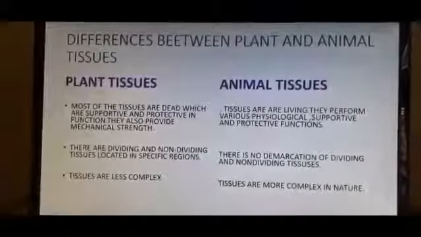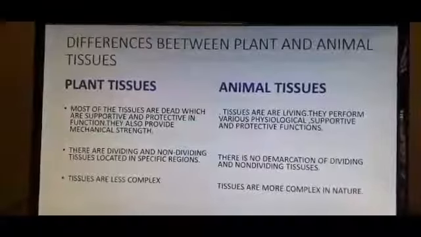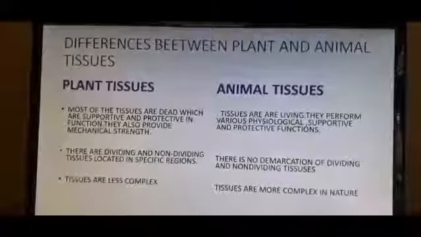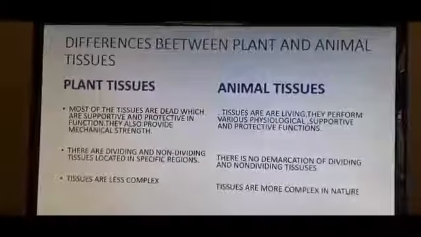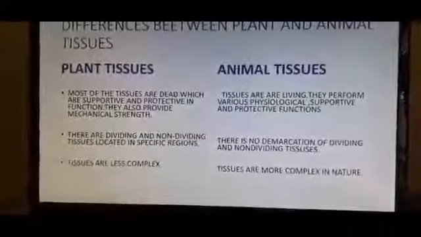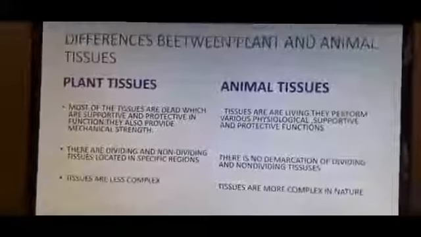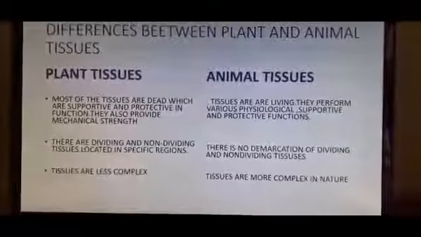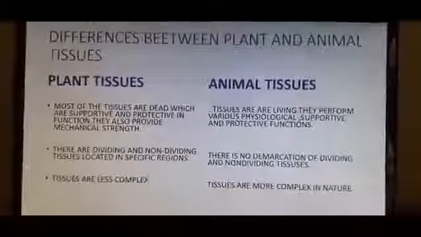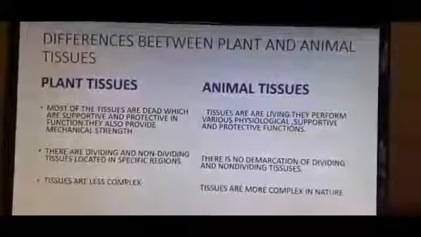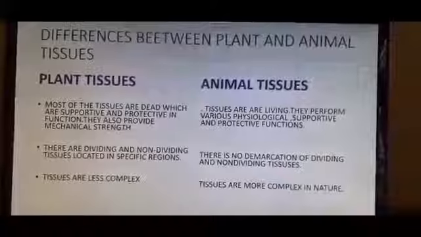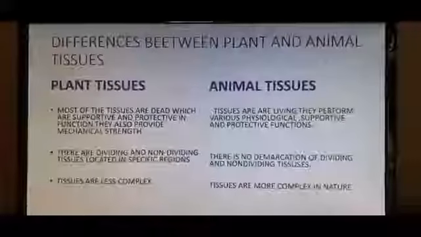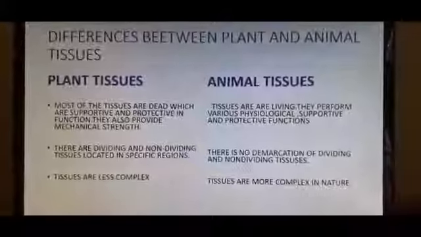Then coming to plants, the tissues of plants are very less complex. Even a very highly developed plant will have less complex tissues when compared to animals. Animal tissues are much more complex in nature. So today children, we have discussed the introductory part of the chapter on tissues, where we have discussed the differences between plants and animals, and hence the differences between plant tissues and animal tissues. In the coming session, we will be discussing in detail the various kinds of plant and animal tissues. Thank you.